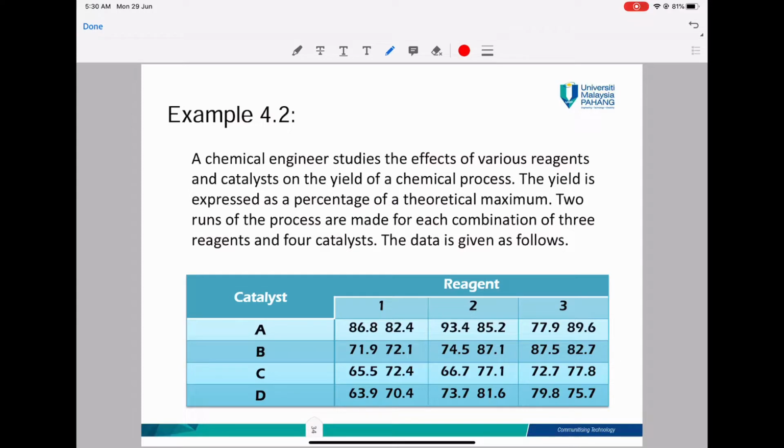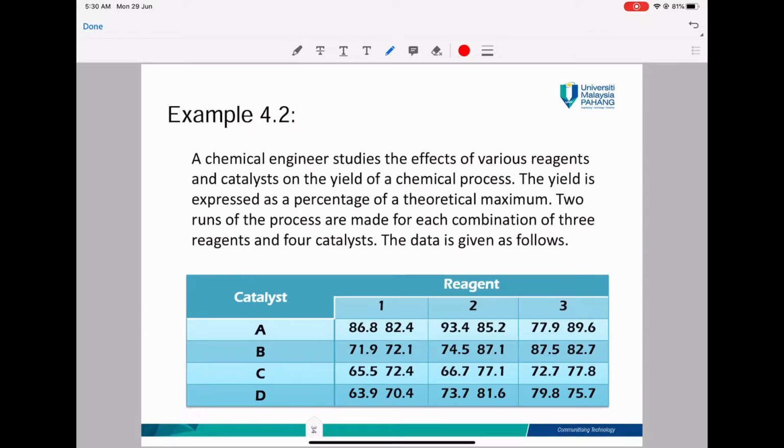Before we proceed with example 4.2, I hope all of you have already watched the previous video on the two-way ANOVA test. Today we are going to test our knowledge by answering example 4.2. Now let's look at example 4.2.